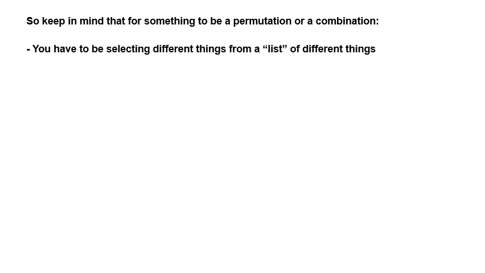So in summary, to keep in mind, for something to be a permutation or a combination, we need to be selecting different things from a list of different things. That is, I can't pick something over again. Whatever I'm picking from, everything is different.